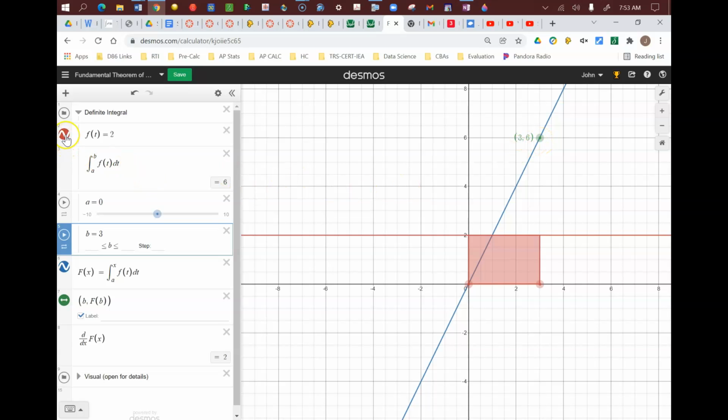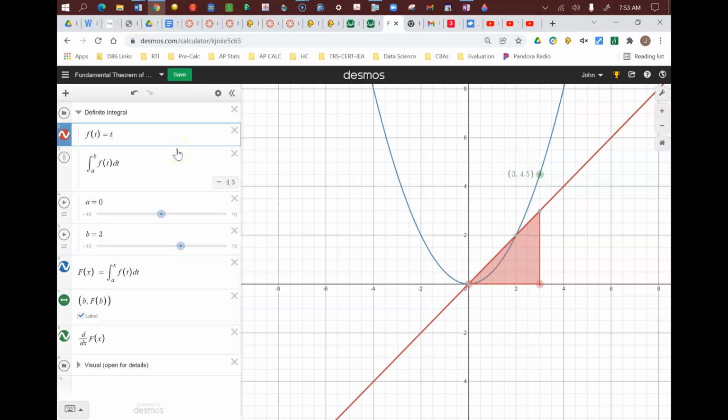I'm going to turn off the f of t equal 2 for a moment, and I am going to turn on the derivative. Oh, it's not going to let me turn on the derivative. It's a constant, but you can see that it's equal to 2. So again, the derivative of the integral is equal to the original function. To illustrate that further, let's pick another function.